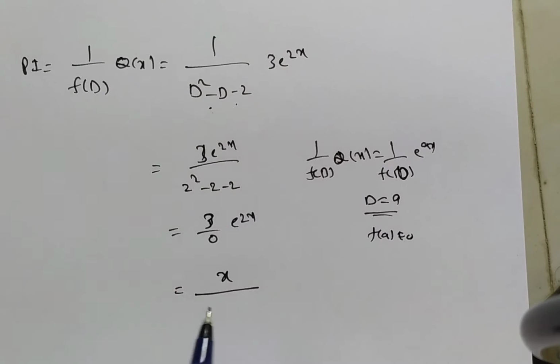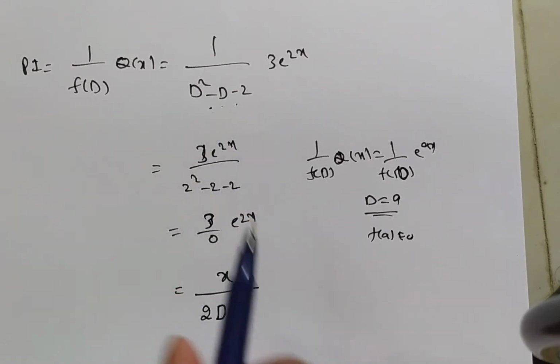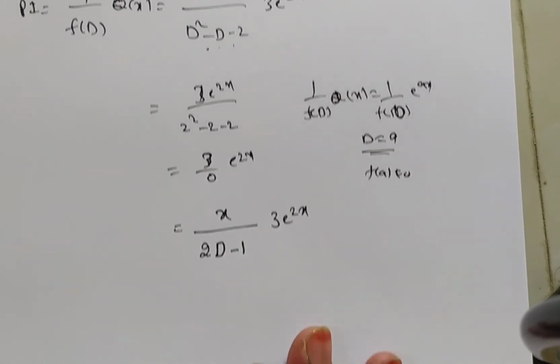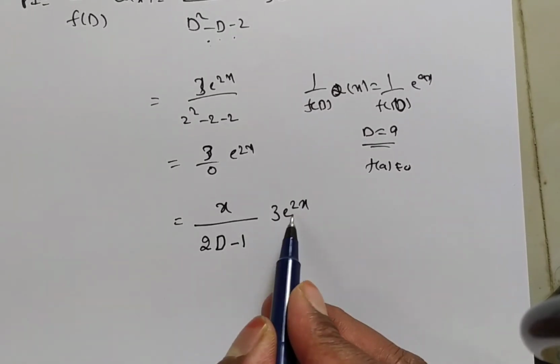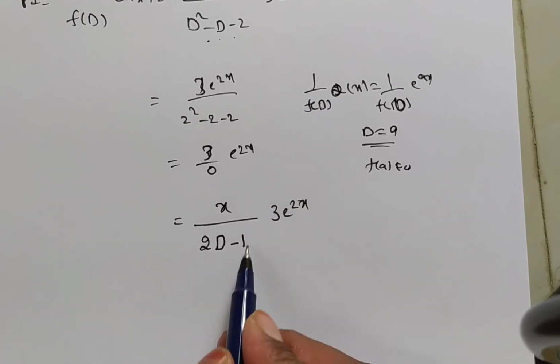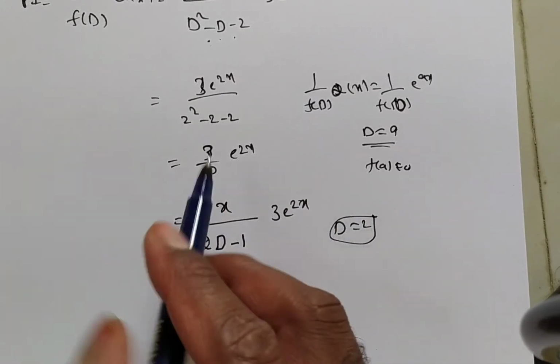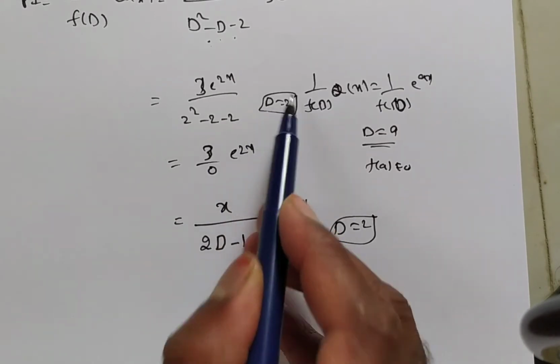Now if you differentiate it, what will I get here? D square derivative with respect to D is 2D, minus D derivative with respect to D is 1, and the constant derivative is 0, into 3 into e to the power of 2x. Now here I am applying again. Here you see e to the power of ax. Again I have a D term, so in this place again we have to put D is equal to 2.